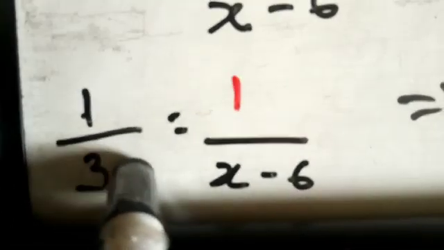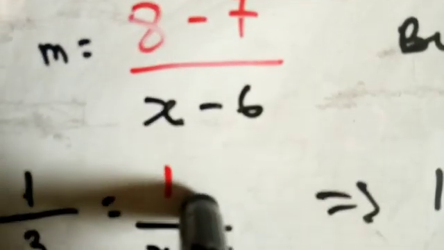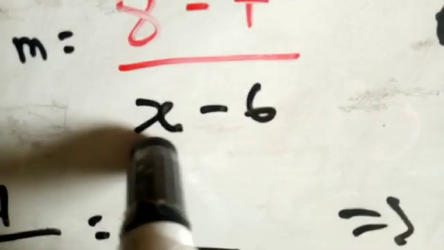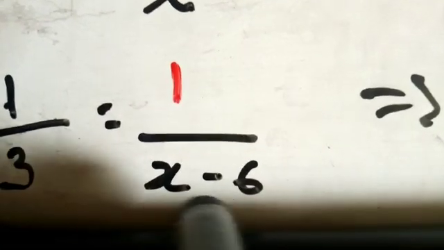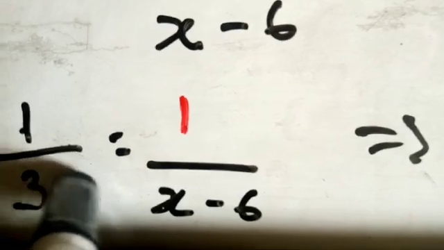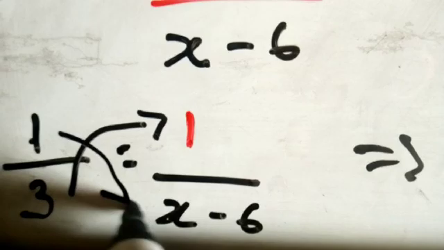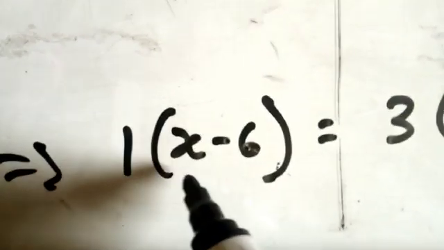So the gradient is equal to 1/3. When you do this calculation, it should give you 1 over x minus 6, right? You cannot subtract this since it is something that we don't know, but we know that this is a number, so we leave it as it is. From here, you should know how to solve this type of problem by doing cross multiply. So this one multiplies that one, and then this one also multiplies that one. When you cross multiply, you should have 1 multiplied by x minus 6 is equal to 3 multiplied by 1.